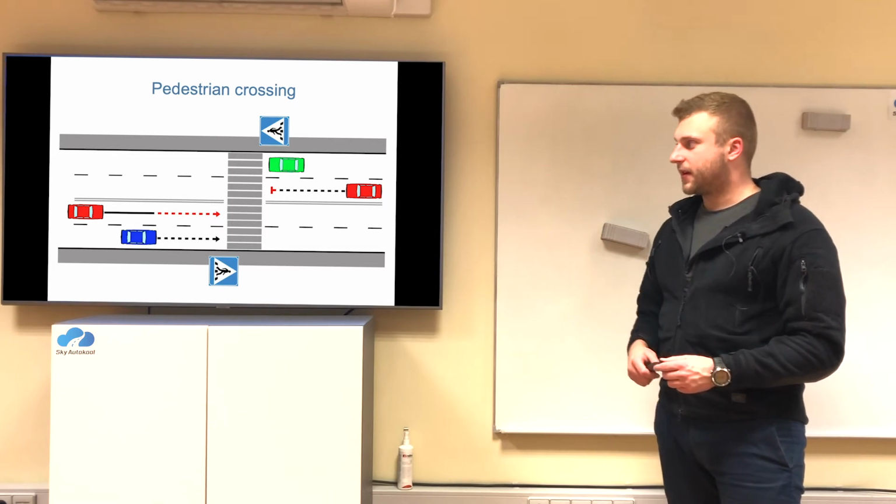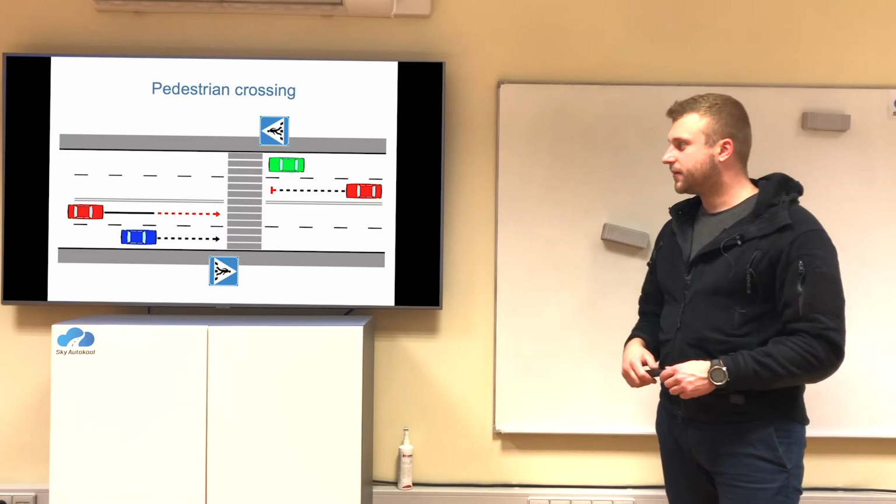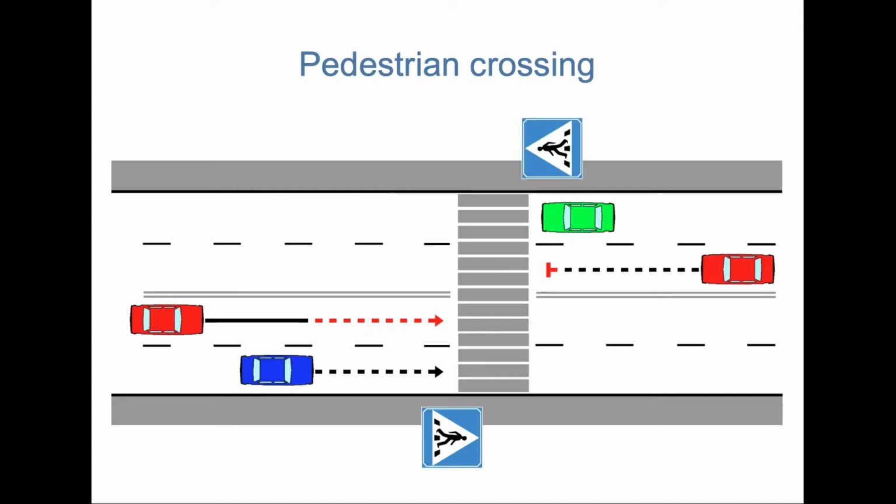And the second situation, with the green and the red and the blue car, is the same. You cannot be faster than this blue car. You have to be slower. After the pedestrian crosswalk, you can just be faster. You can overtake her, and that's it. It's not a problem.